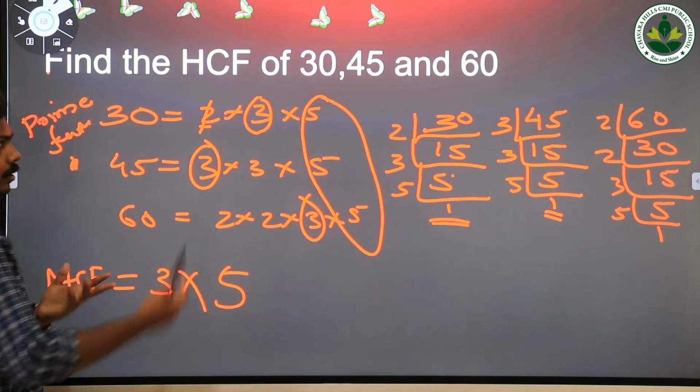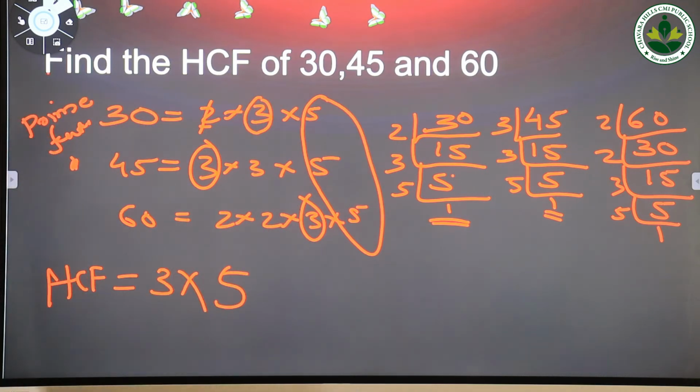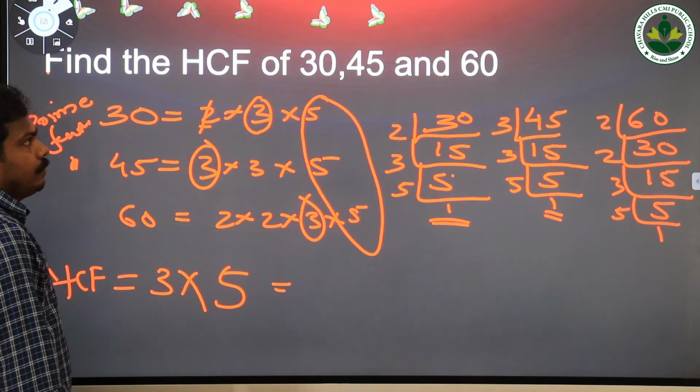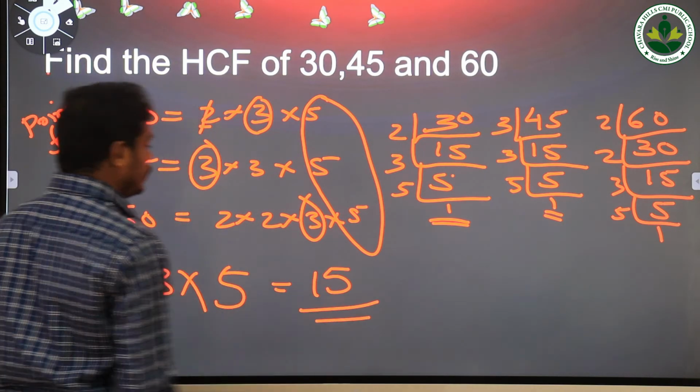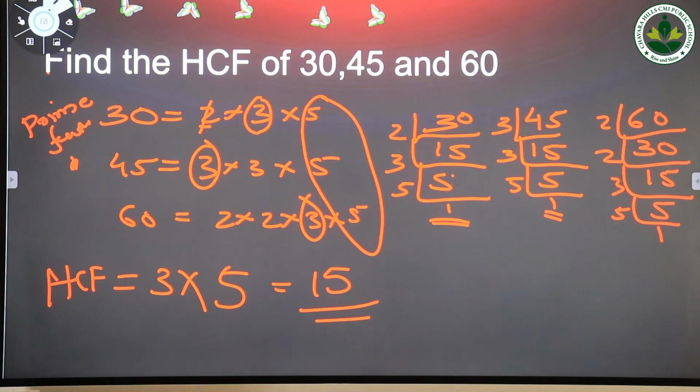Again no other number is common, so the HCF of 30, 45 and 60, the highest common factor, is 15. Highest common factor of 30, 45 and 60 is 15.